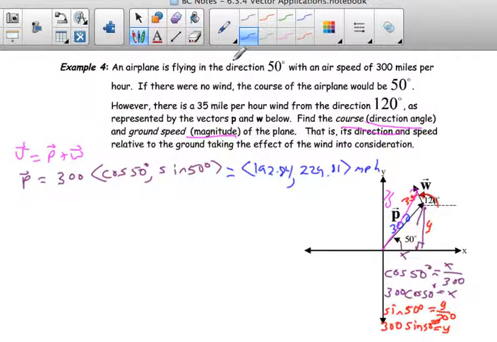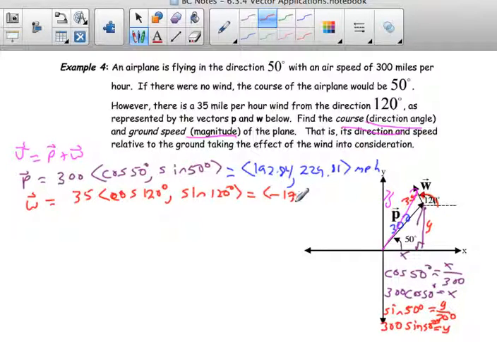Let's do the same thing for the vector W. So the vector W, we're going to break that down into component form. So that's going to be, the magnitude is 35. And then we're going to take the cosine of the direction angle, which is 120 degrees. So cosine 120 degrees, and then sine of 120 degrees. And if we enter those into our calculator, we'll find that we have negative 17.5 in the x direction and 30.3 in the y direction. And that, once again, is miles per hour.